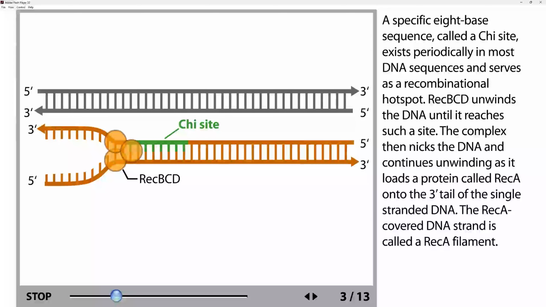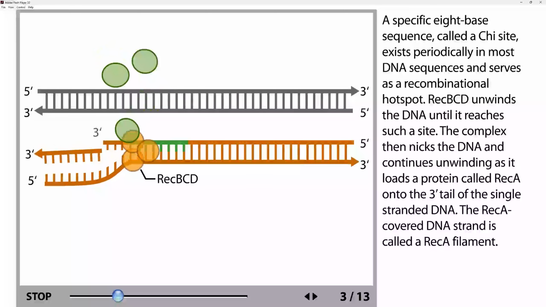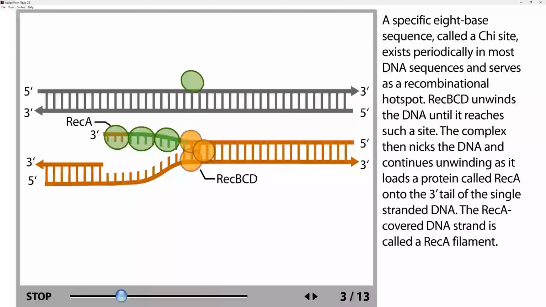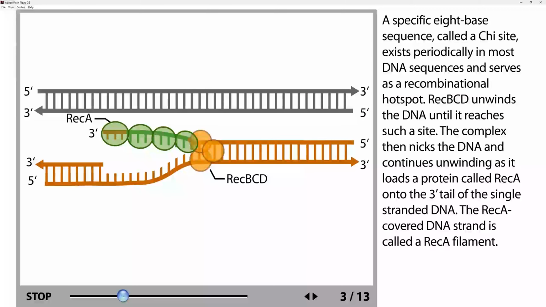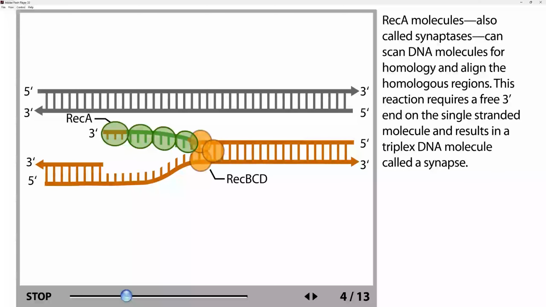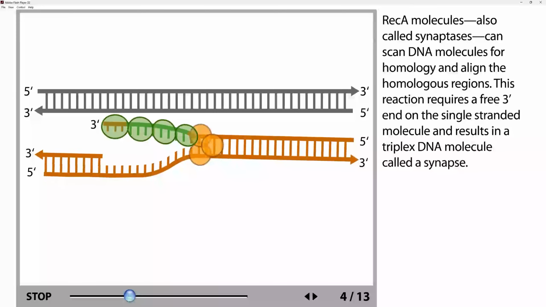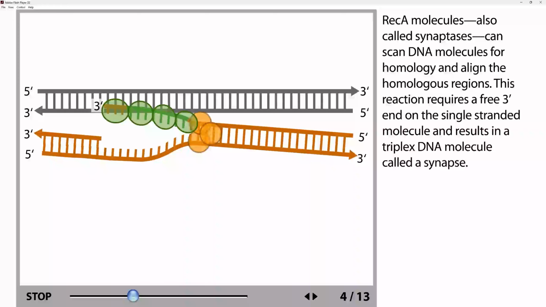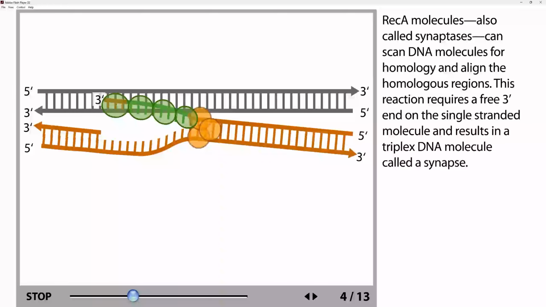The complex then nicks the DNA and continues unwinding as it loads a protein called RecA onto the 3' tail of the single-stranded DNA. The RecA-covered DNA strand is called a RecA filament. RecA molecules, also called synaptases, can scan DNA molecules for homology and align the homologous regions. This reaction requires a free 3' end on the single-stranded molecule and results in a triplex DNA molecule called a synapse.